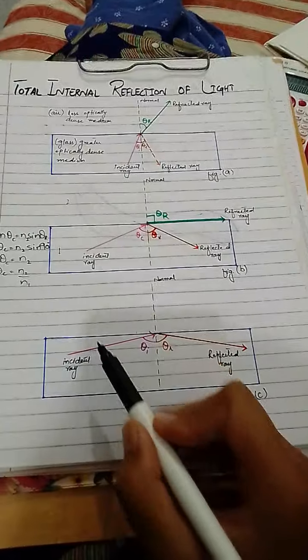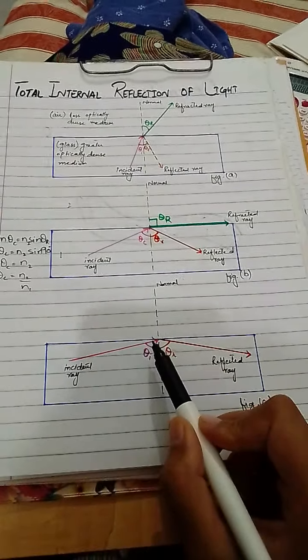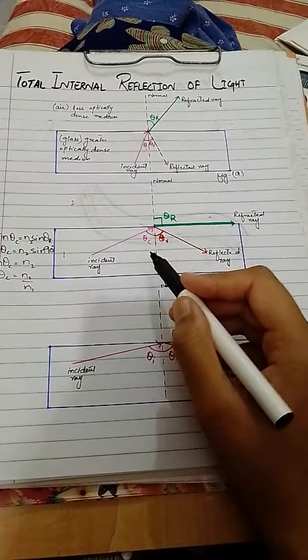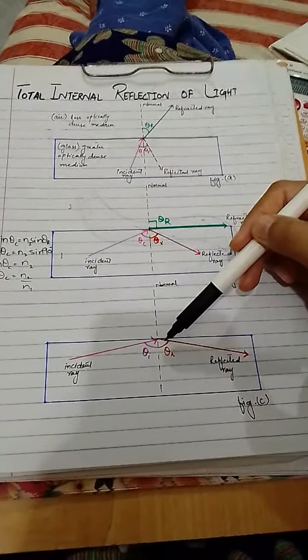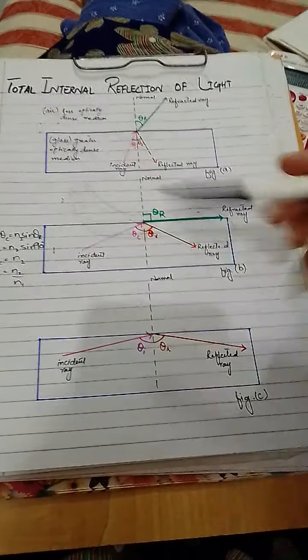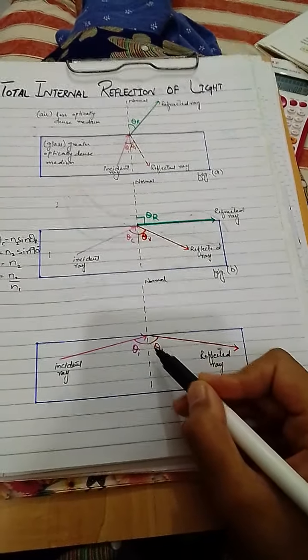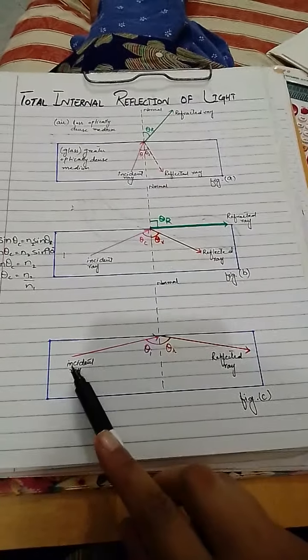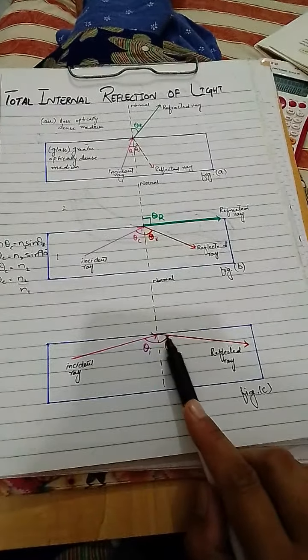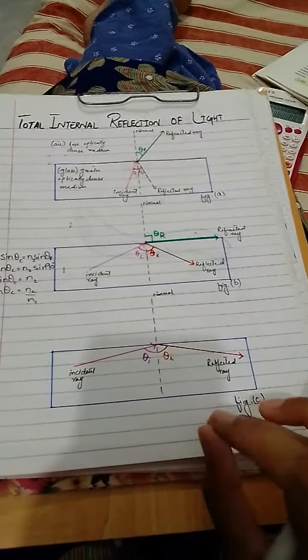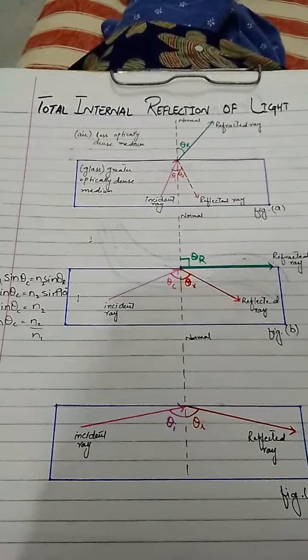Okay, in this case, this is the incident ray and the angle of incidence is greater than the critical angle. So here we can see the ray will be reflected back into the same medium with the same angle theta r as that of theta i, the angle of incidence. So here we can see a pure reflection phenomenon occurring. Okay, so there are two basic conditions that need to be fulfilled for the total internal reflection of light.